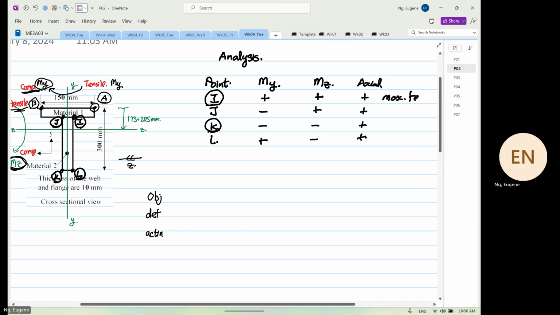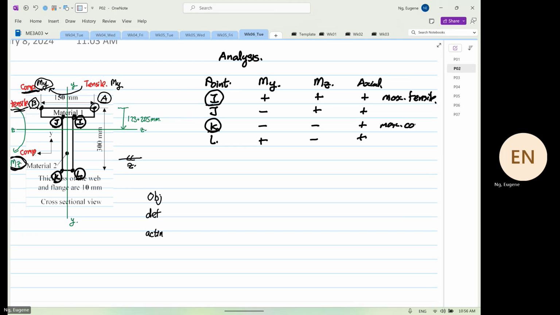Well done. The rest of them, you can what? Ignore. Are we clear? The rest of them, don't bother. Don't waste your time. But what comes to your mind also? Will there be a neutral axis? There will be a what? Neutral axis. Are we clear?